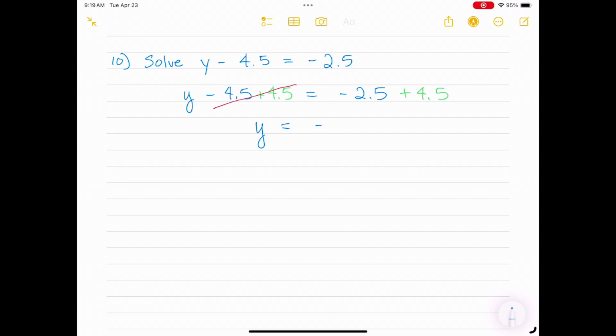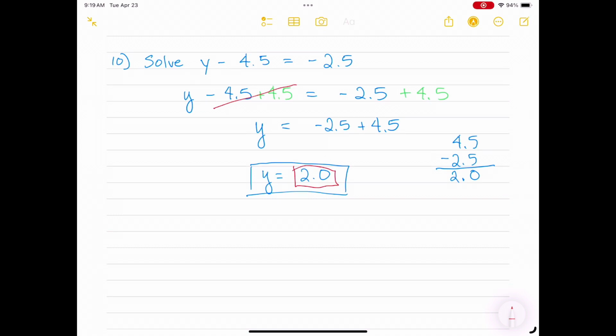So on the left-hand side, we have y by itself, and on the right-hand side, we have minus 2.5 plus 4.5. Now we need to do the subtraction. 4.5 minus 2.5 equals 2.0. So y equals 2.0. And I double check that answer by plugging 2.0 back into the original problem. y minus 4.5 equals negative 2.5, and that will be rewritten as 2.0 minus 4.5 equals negative 2.5. So does 2.0 minus 4.5 equal negative 2.5? And the answer is yes. So y equals 2.0 is the correct solution.